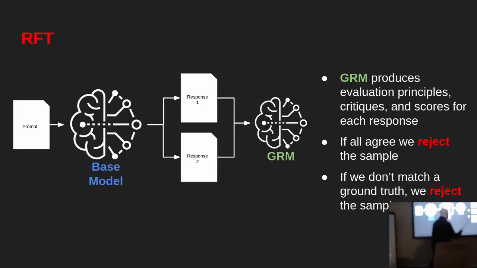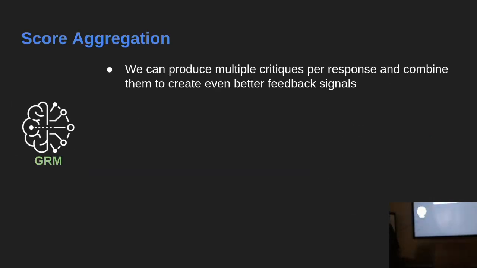If all of the outputs for the GRM agree, we reject the sample because we want it to actually be critiqued. We don't want it to just like everything we pass it. If it doesn't match the ground truth, we also reject the sample. But the result is that over time, we are building up a data set of GRM examples and training this model to be really good at taking the prompt and the output and generating this GRM reward modeling.